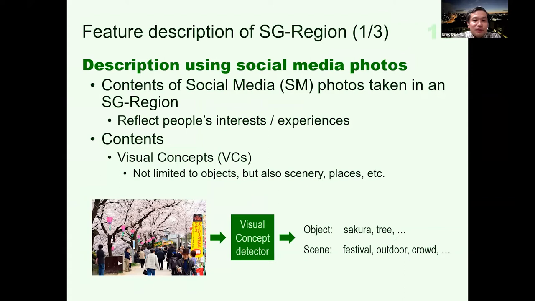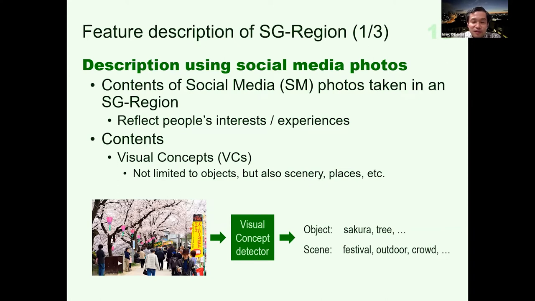So how do we describe the features? We use social media photos taken in the seasonal georegion, which could be hundreds of thousands of photos. We consider that these reflect people's interests and experiences. It's not like satellite imagery. It's the people who focus on something, so that's why they take these pictures. So we think that is what people are interested in.